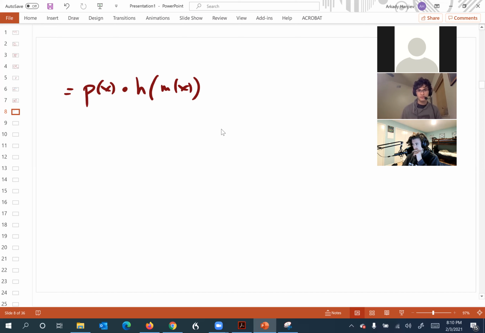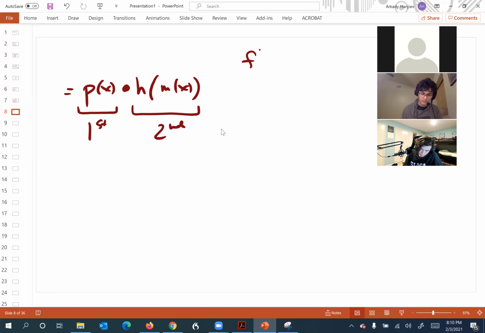Yes, so right here, it's p of x multiplying h of m of x. So I'm going to treat that function as my first function. That is my second function. If I go back over here, and if I need to, I'm going to write this out so I don't get confused. There's my product rule. That's what I'm working with. And we go from there.